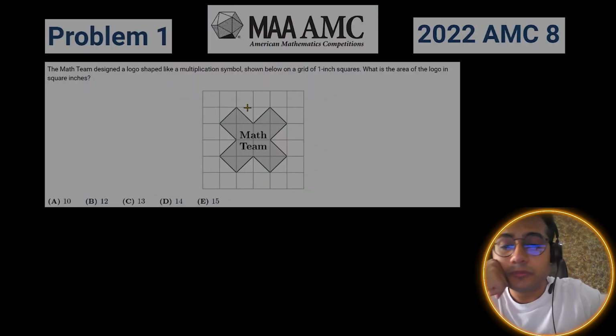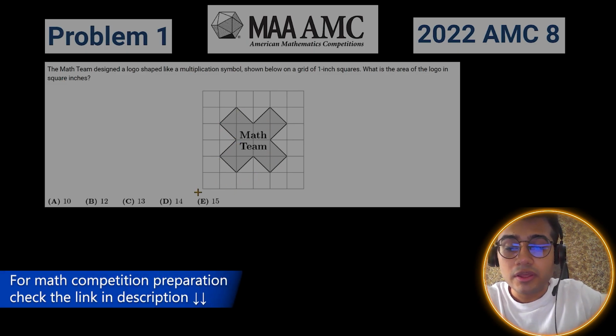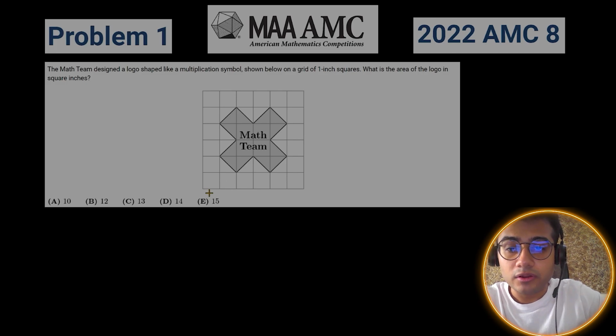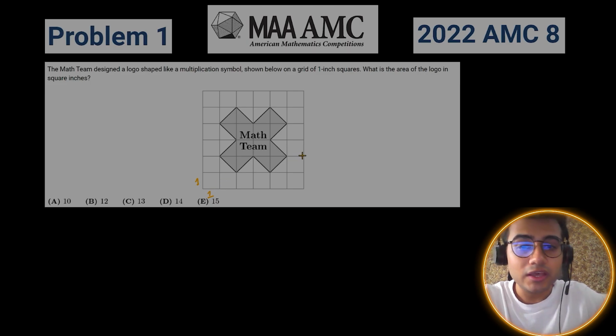So in this problem, they want us to find the area of this gray logo, and they have told us that this grid is made up of 1 by 1 inch boxes. So one box has an area of 1. So if we just count the number of boxes that make up this logo, we'll be done.